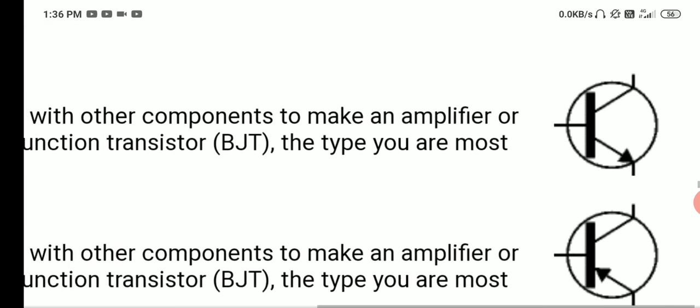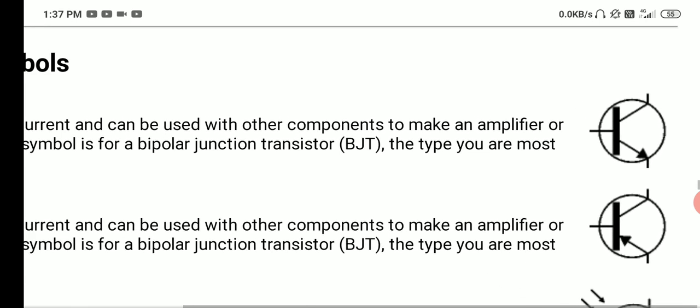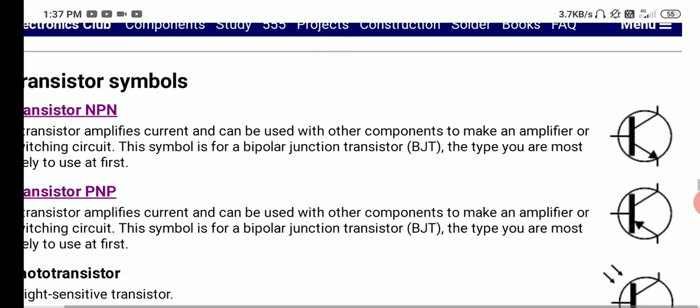I'll zoom it for you. This is a transistor circuit. You have three leads: one is the base, one is the collector, and there you can see the arrow, it is your emitter. So it is your NPN transistor, meaning negative positive negative. When you allow a small current from your base to emitter, you are basically allowing a large current to pass through your collector to emitter, right?